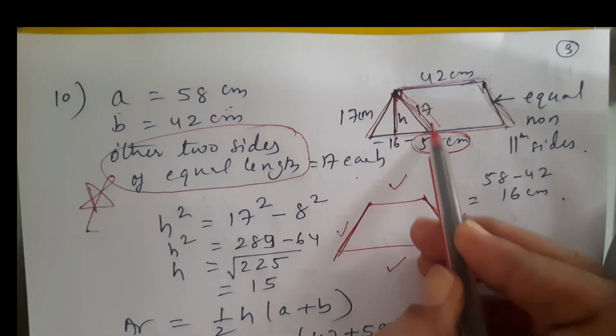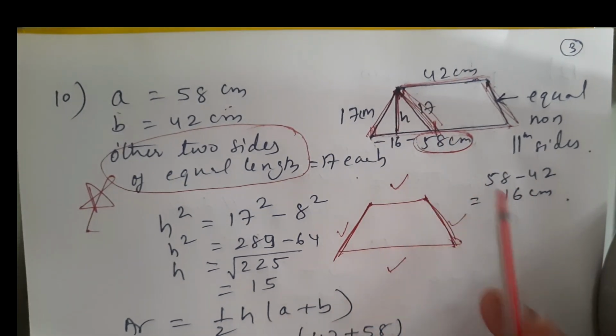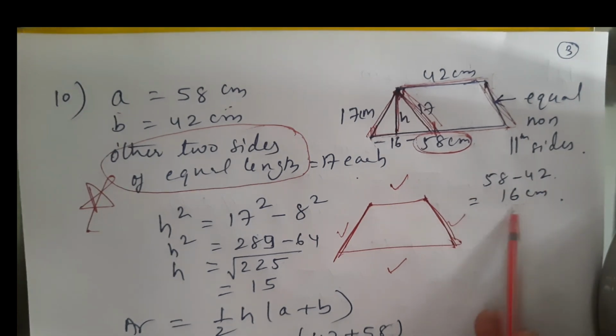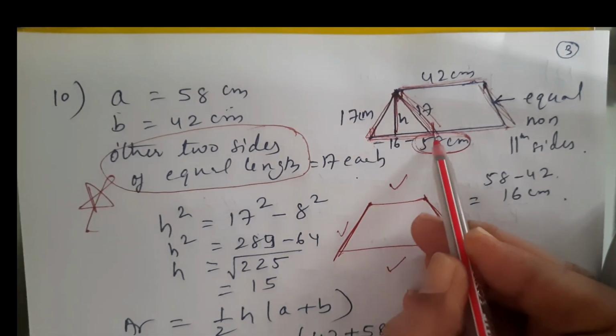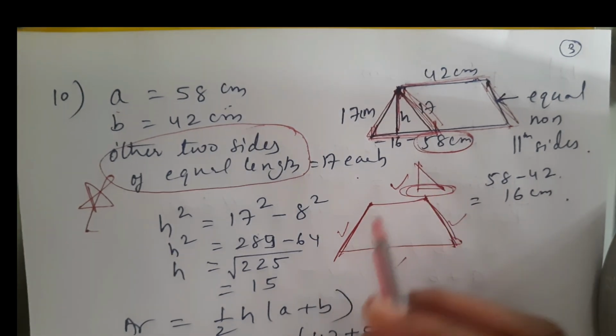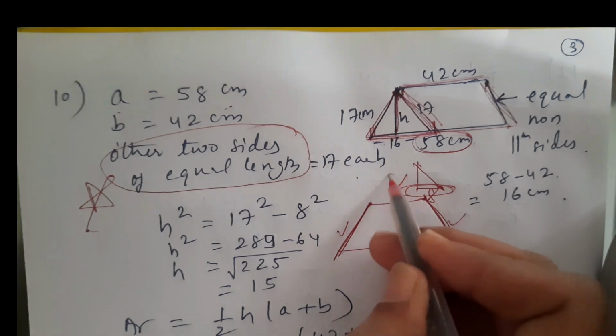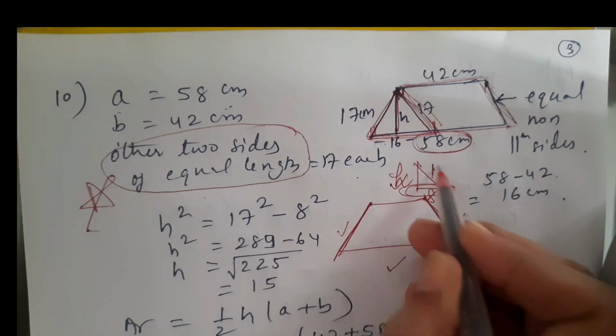To find this measurement, we'll subtract 42 from 58. So 58 minus 42 is 16. So this whole base is 16. Now to apply Pythagoras, we need to take half of this. So 16 divided by 2 is 8. So we got this as 8. This height is h and this side is 17.